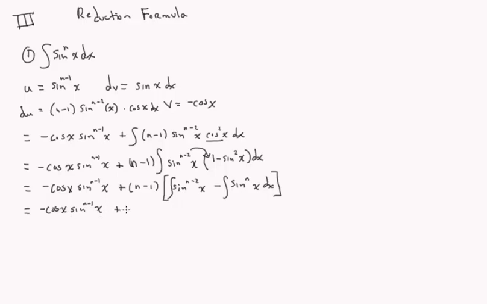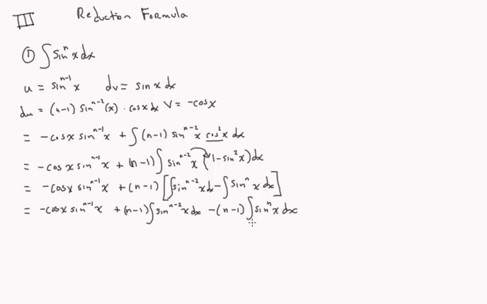Okay, moving on from there, we have negative cosine x sine n minus 1 power of x plus, let's break this into two different sections, the n minus 1 times the integral of sine n minus 2 x dx, forgot that guy there, oops, and then we have minus n minus 1 integral sine n x dx. So that looks good.